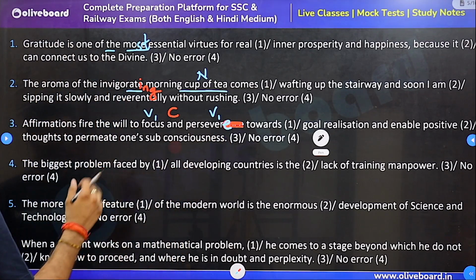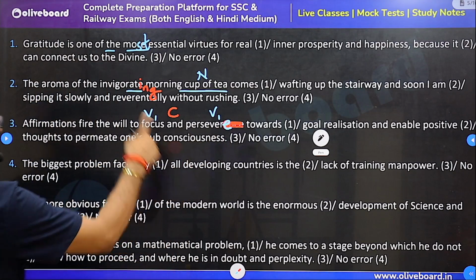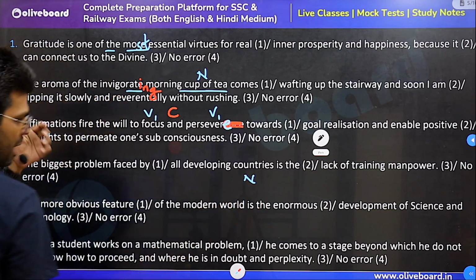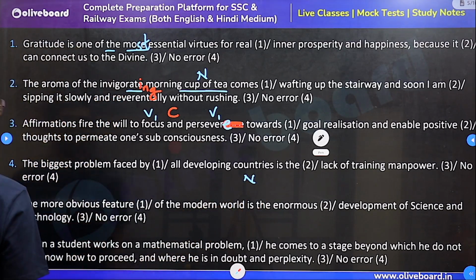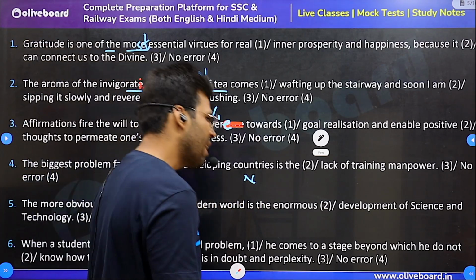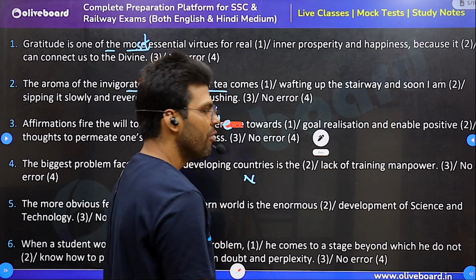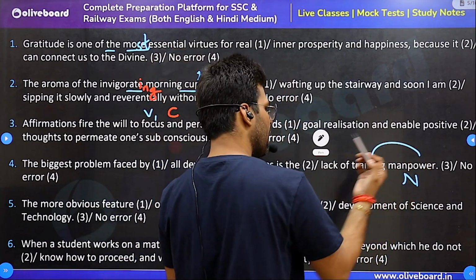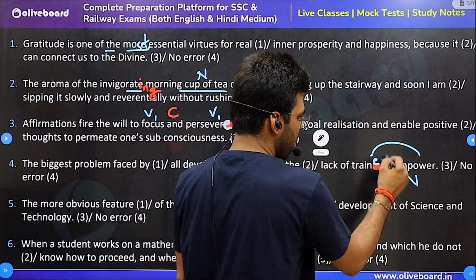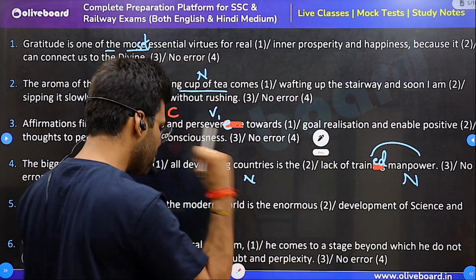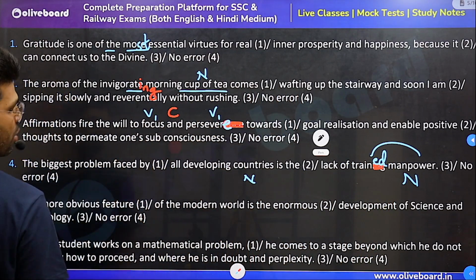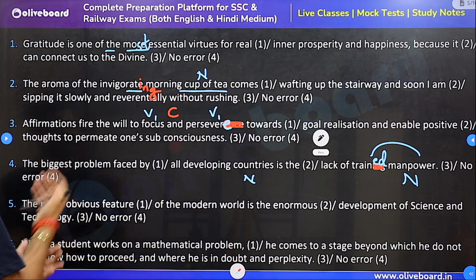The biggest problem faced by all developing countries, the same expression once again, has to be in the ing form. Nouns are modified by either present participle or past participle. The biggest problem faced by all developing countries is the lack of trained manpower. We need people who are not training. We need people who are not skilling. We need people who are skilled. We need people who are trained, not qualifying but qualified. So trained manpower is something that we lack.